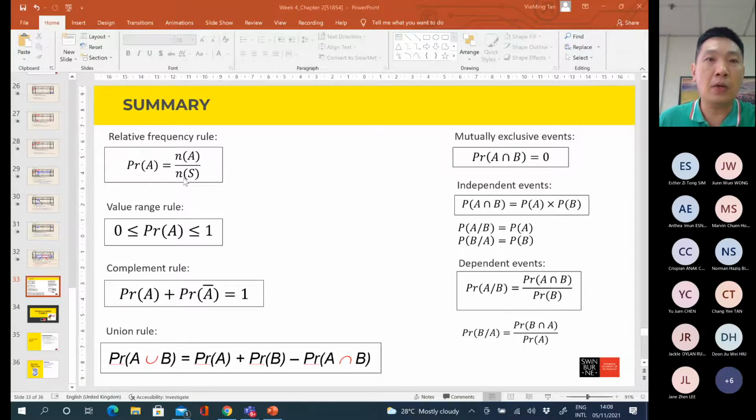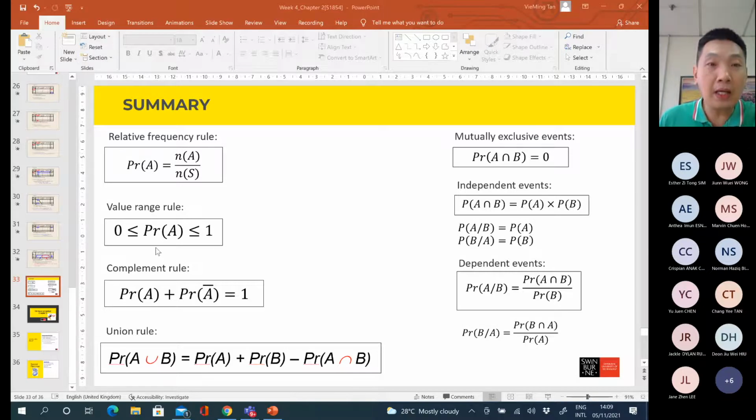When you calculate NA divided by NS, you will find that the value you get is always between 0 and 1. This is the way you check your answer. The probability value cannot be a negative number, and it also cannot be greater than 1. We call this the value range rule.